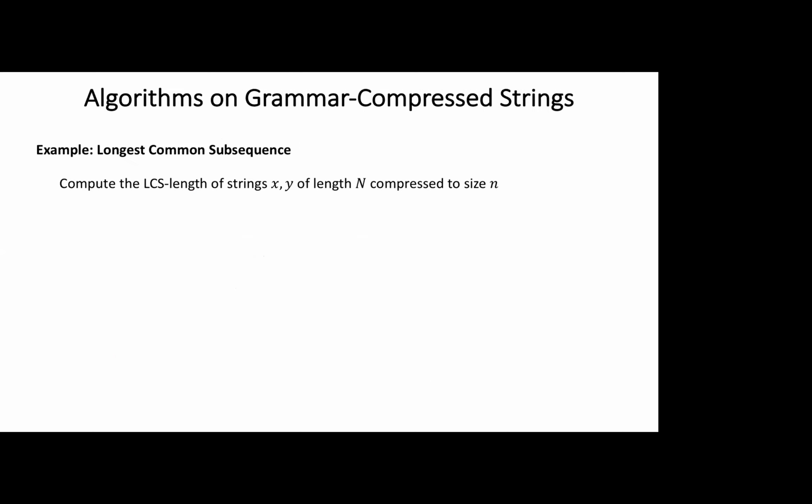Okay, now because it generically describes what zipped strings mean in an abstract way, it makes sense to study algorithms on grammar compressed strings, right? So for example, let's say we want to solve the longest common subsequence problem, but our strings are now strings of length big N compressed to size little n. So in other words, we're given two zipped strings and we want to know how similar they are. This certainly makes sense, right?